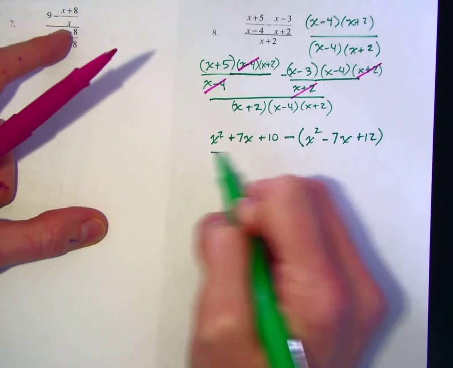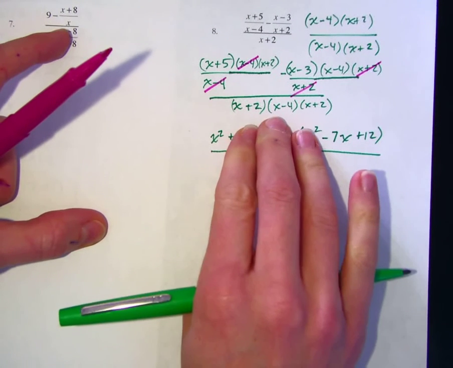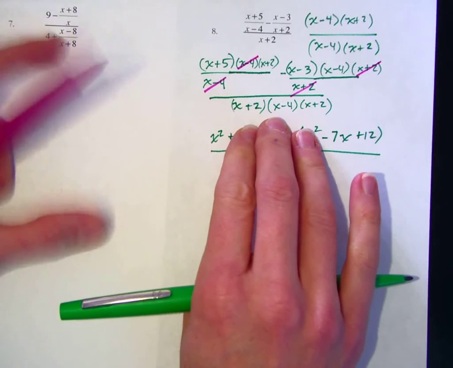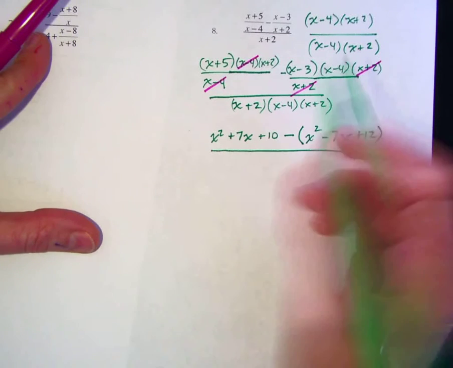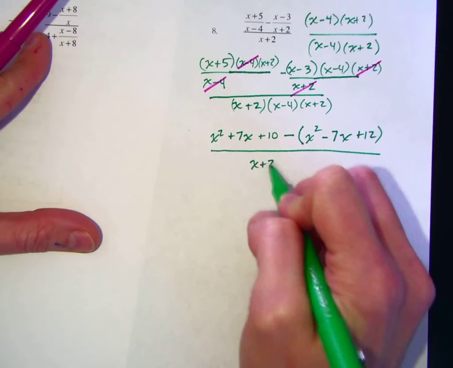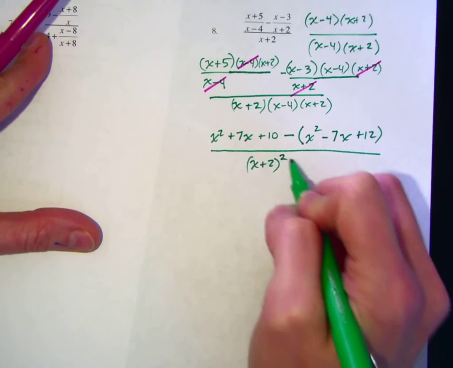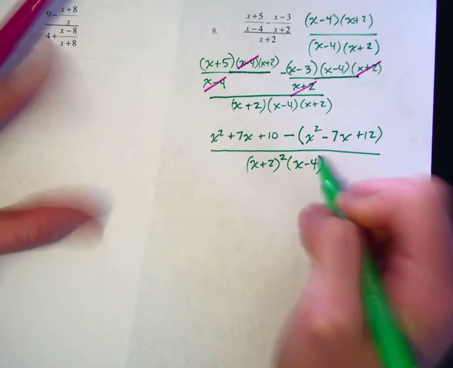Now the bottom, you guys are more than welcome to start multiplying this out, but remember when all is said and done, we're going to want everything factored as much as possible. So I'm just going to rewrite this as x plus 2. How many of those do we have? So I'm going to square that, and then x minus 4, and I'm going to leave it in factored form.